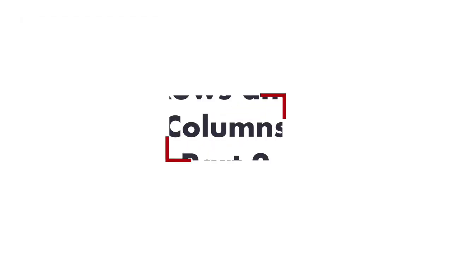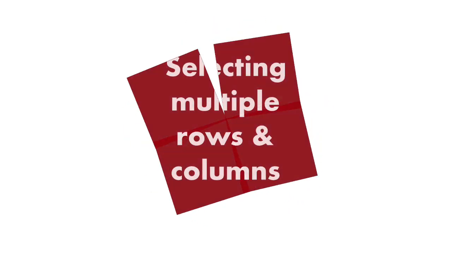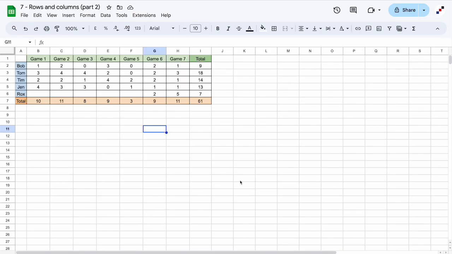Following on from the last video, let's look at some further ways you can control your rows and columns. We're going to look at selecting multiple rows and columns, deleting unwanted ones, hiding them, freezing them, and grouping them. There are two ways to select more than one row or column.